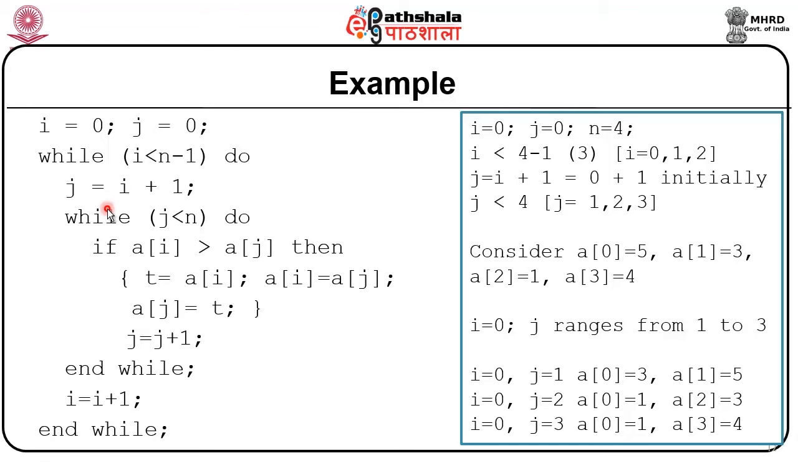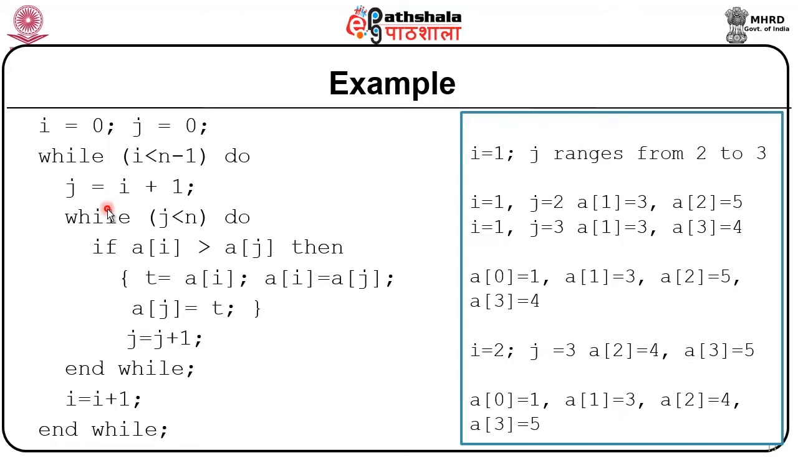Next, i equal to 0, j equal to 3. A check is made whether the value of a[0] is greater than a[3]. No, so we do not perform a swap, and you can see that once the j loop has terminated, the value of i gets incremented from 0 to 1.